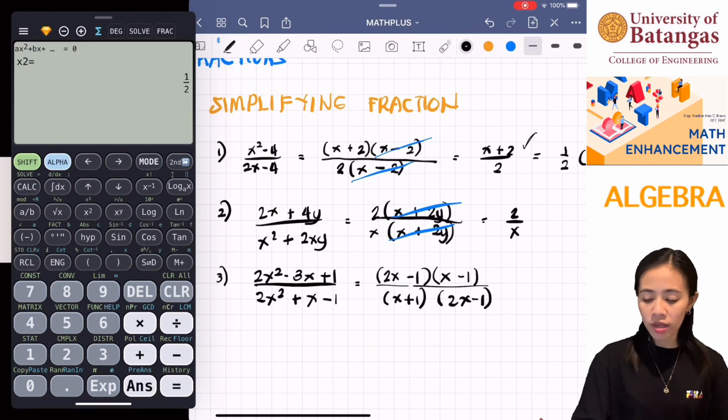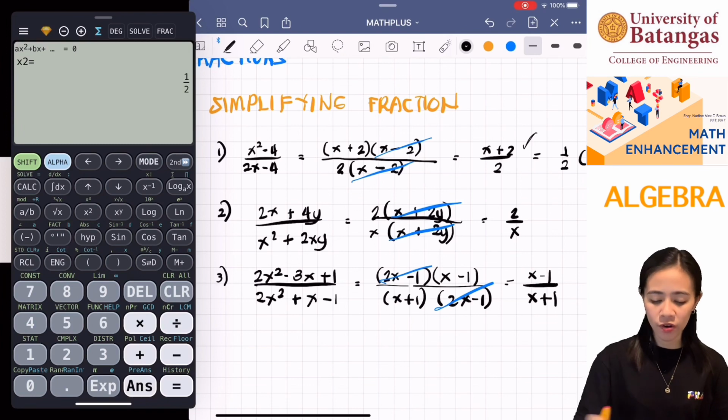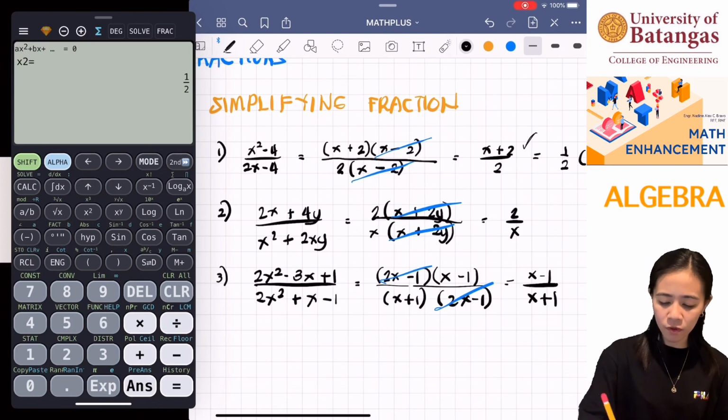And then, we can now cancel kasi kita mo dito na common si 2x minus 1. Diba? Which means our final answer for number 3 will be x minus 1 all over x plus 1 po. Okay? Next, let's proceed to number 4.